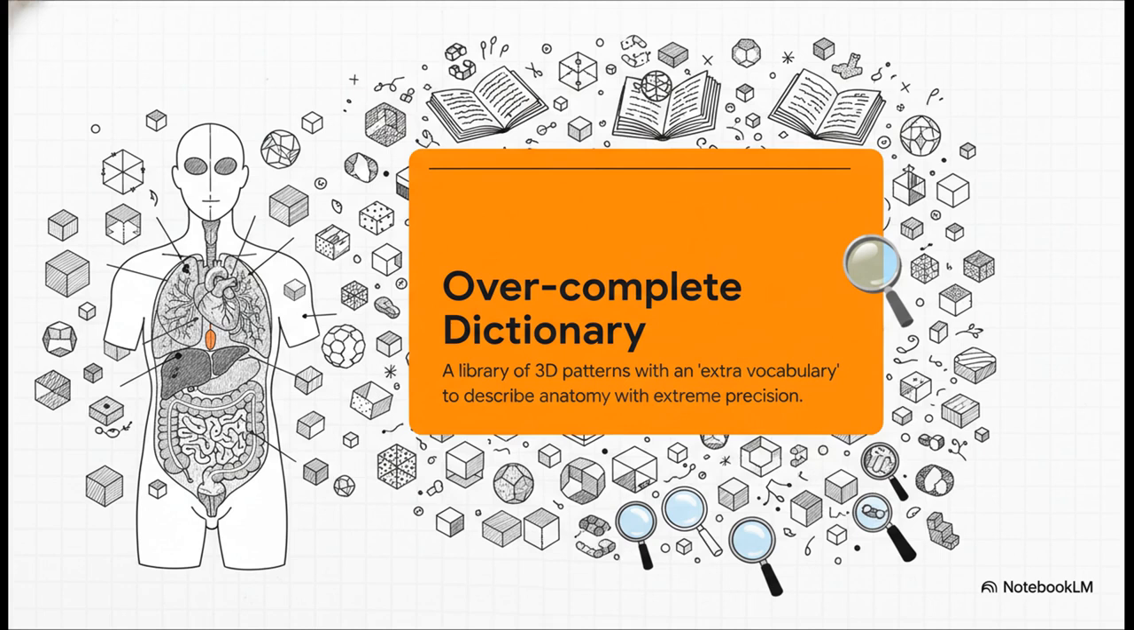Now, don't think of it like a regular dictionary. It's more like a massive, exhaustive encyclopedia of the human body. It contains a fundamental pattern, or atom, for every possible shape, texture, and structure you could ever find inside a person. This gives it a ridiculously huge vocabulary to describe things with pinpoint precision.